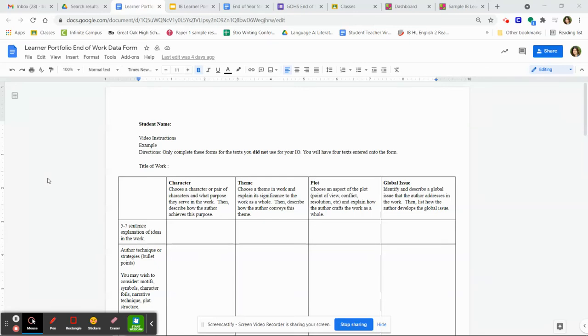Good morning, everyone. Today you are going to be working on completing these book summary reflection forms for the text that you did not use for your IO. So that means you are only going to be completing this form for 4 of the texts, but you're going to enter it in completion.